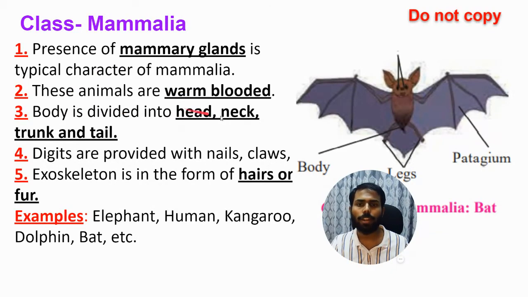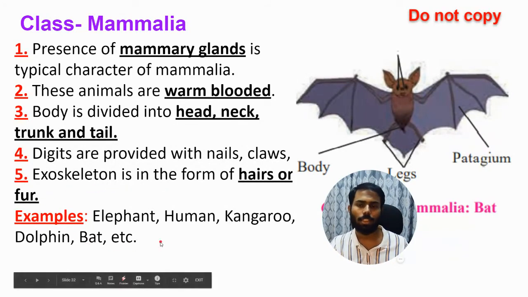Body is divided into head, neck, trunk and tail. Okay, head, फिर बाद neck होगा, trunk यानी main body, and tail भी होगी. Okay, here you can see a tail. Digits are provided with nails and claws. Okay, so if you see our hands, digits यानी fingers and toes, right? So उसमें तुम्हें nails दिखेंगे, कुछ कुछ में claws दिखेंगे. Exoskeleton is in the form of hair or fur. For example, humans are mammals, तो तुम्हें hair मिलेगा outside our body. Okay, and these are the examples.